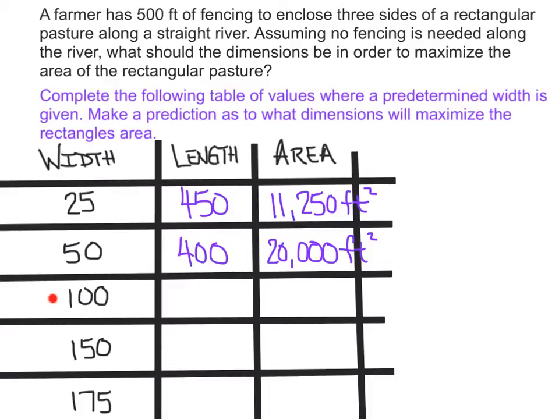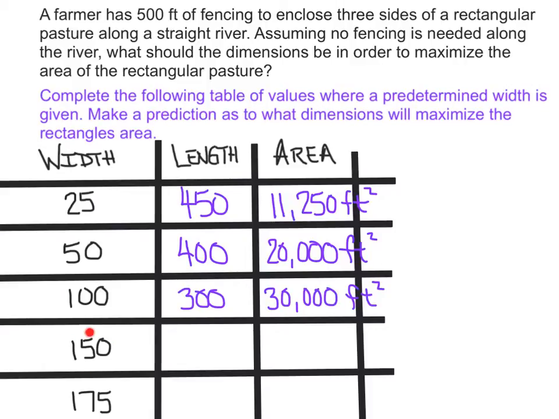How about what if I set the width to 100? So I use 100 here, 100 here. That's a grand total of 200 used up. How much is left over? We've got 300 still left over. That gives me an area of 30,000 square feet. So that one's even bigger yet. So in this case, so far the best one I've got is a width of 100.